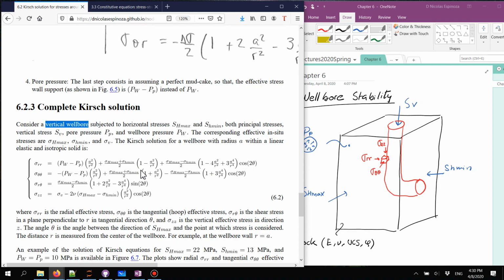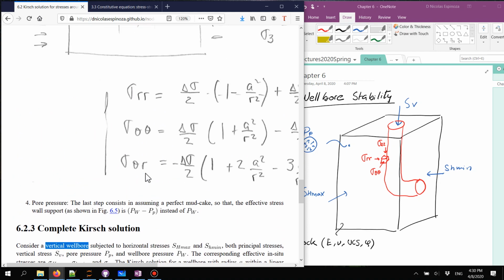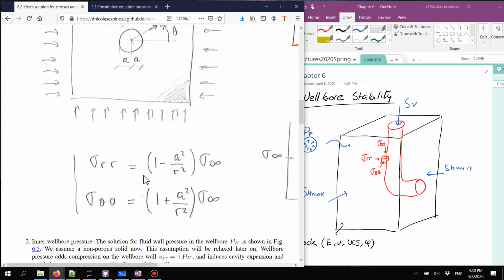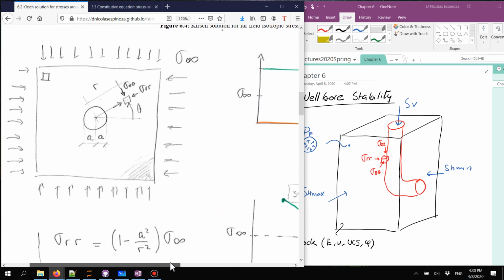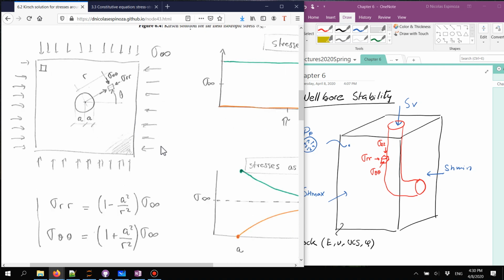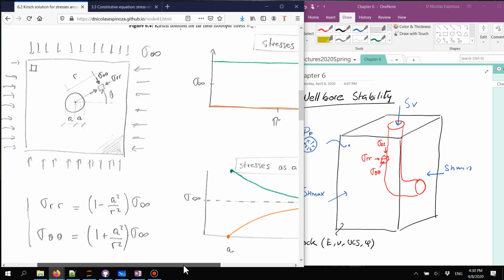So let's start with the isotropic component. The isotropic component is right here. And if we use the Kirsch equation, we're going to obtain that because of the application of a far field stress, which is the same in all directions, and in this case I call it sigma infinity, and because it's the same in all directions, we can tell it's isotropic.